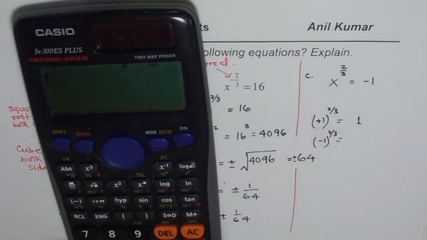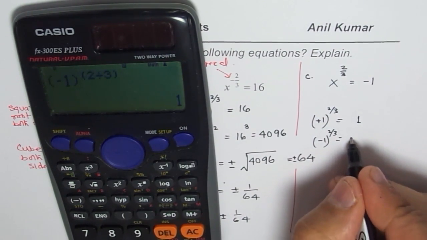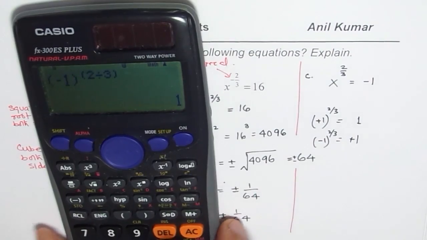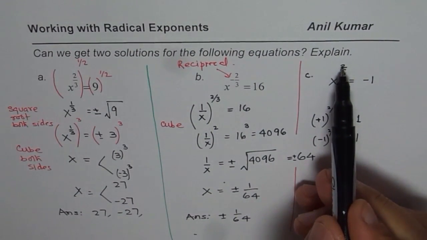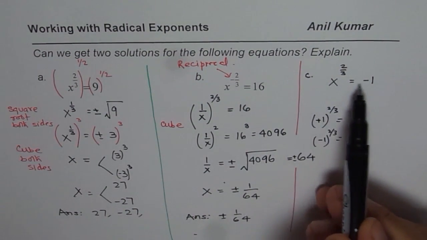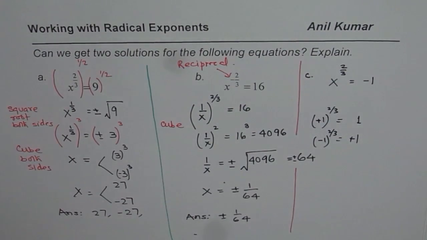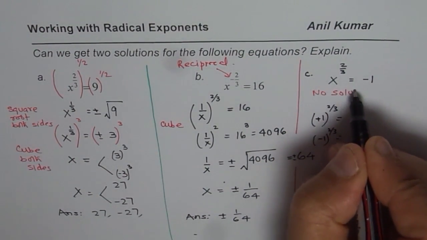First, let us check with the calculator. So within brackets, minus 1, exponent, within brackets 2 divided by 3, bracket close, equals. It gives me plus 1. It does not give me minus 1. Do you see that? So always when there is 2 there on the top, whenever we square, we get a positive number, right? So in this case, there is indeed no solution, correct?